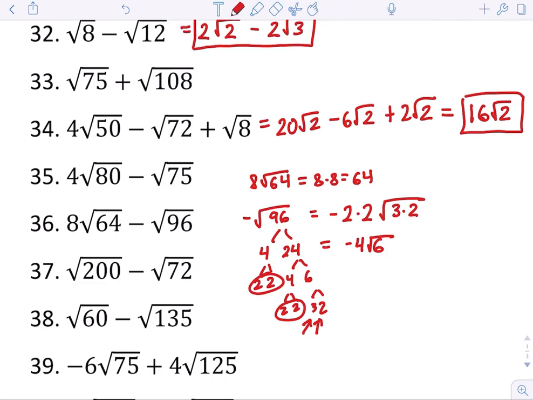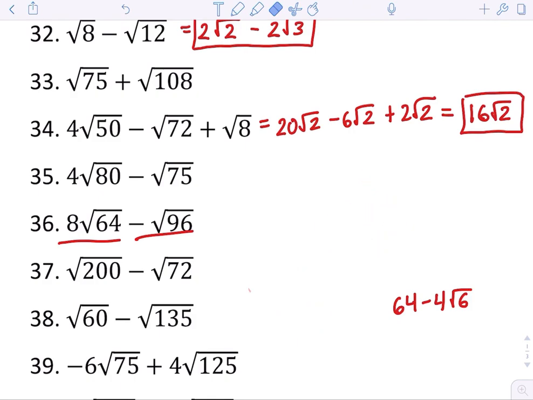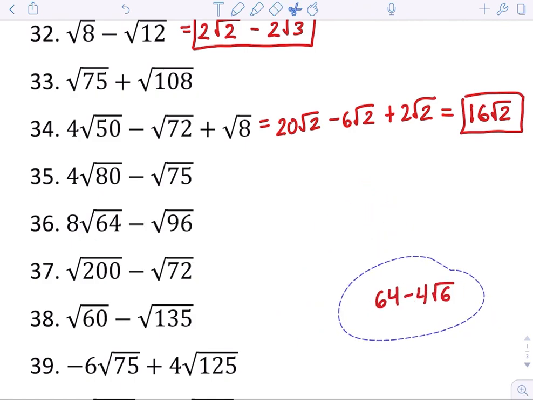So we are going to have 8 radical 64, which was 64. And then this negative radical 96, we found that to be negative 4 radical 6. And that should be your guys' final answer.